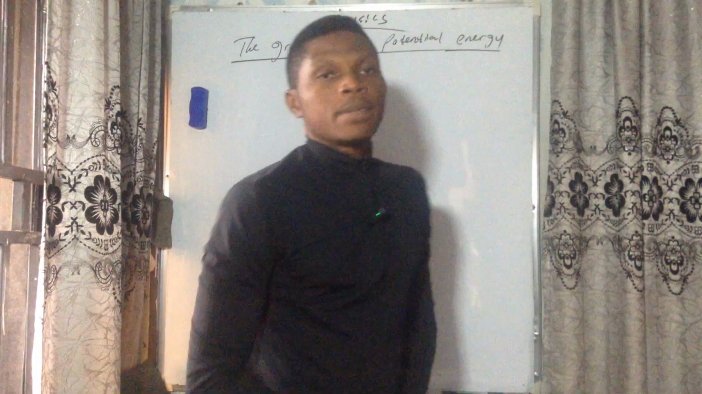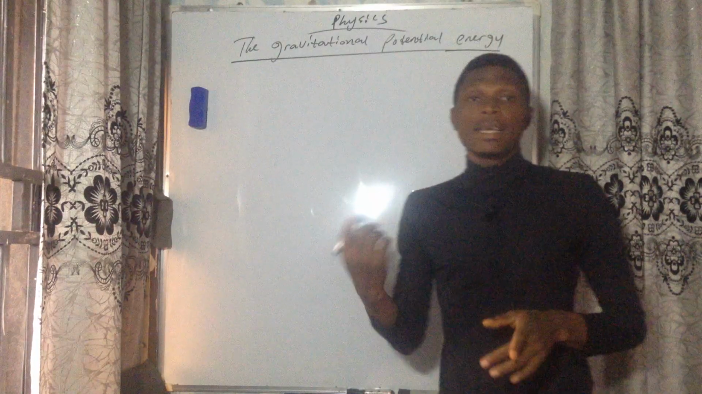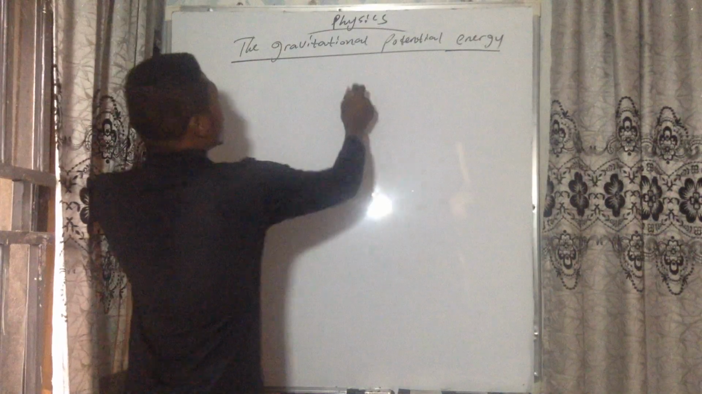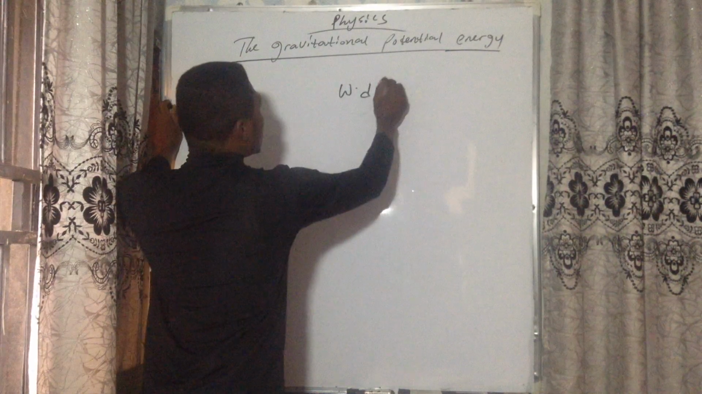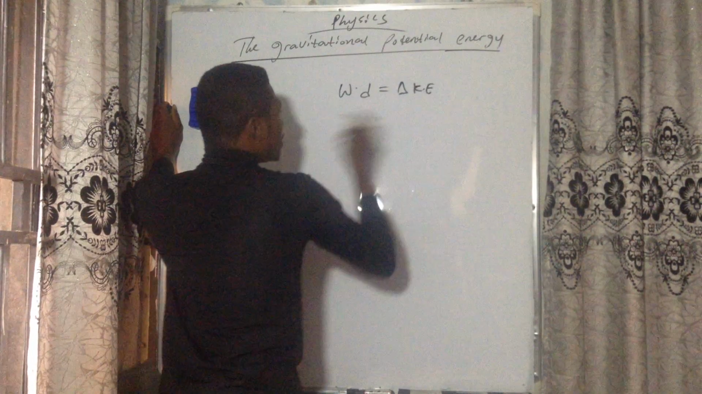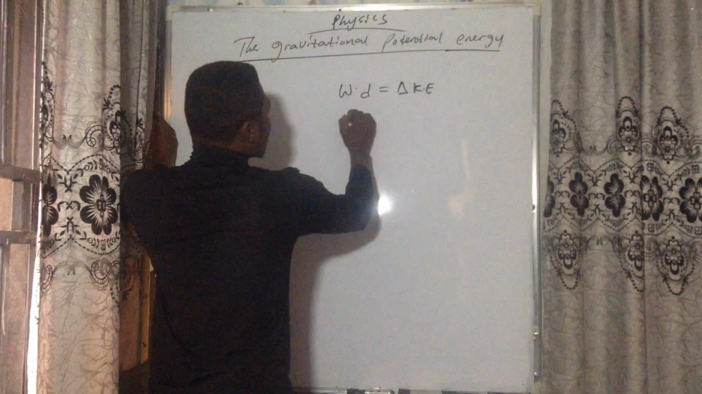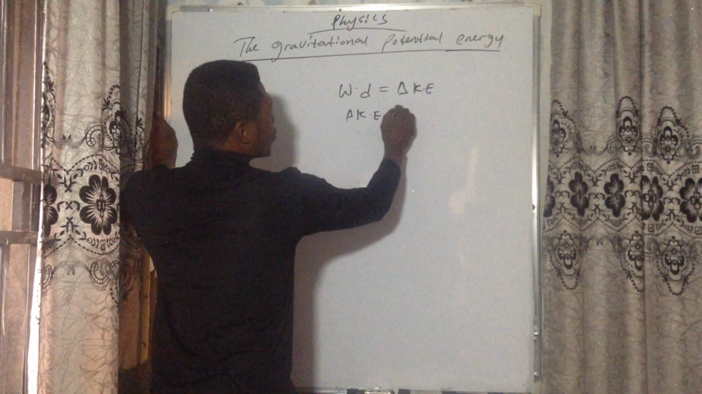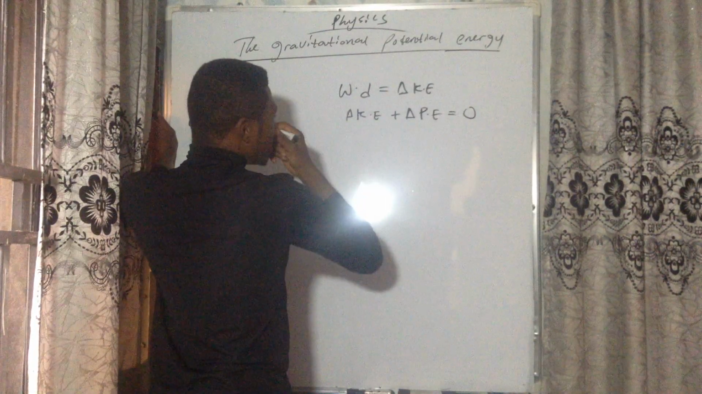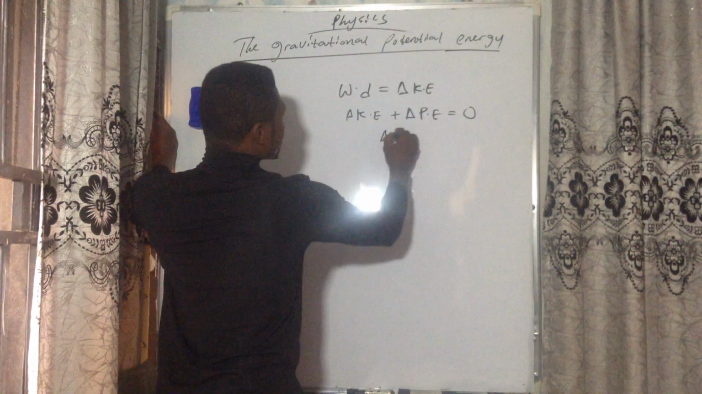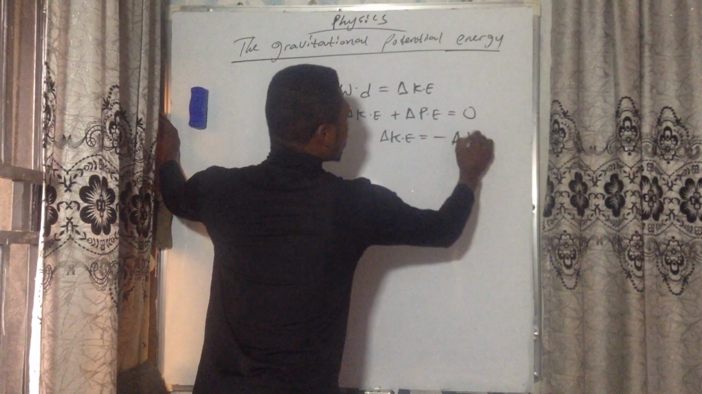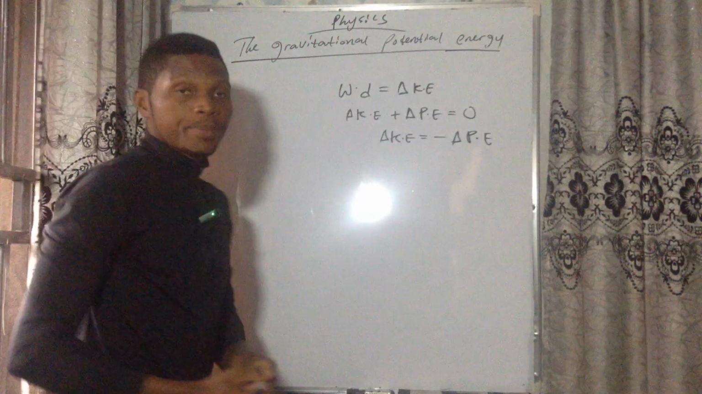Okay, now guys, like I was saying in the other video, the work done is equal to what? The change in kinetic energy, KE. And the change in kinetic energy for a conservative field plus the change in potential energy is equal to what? Zero. So that means that the change in kinetic energy, KE, is equal to minus the change in what? Potential energy, PE.